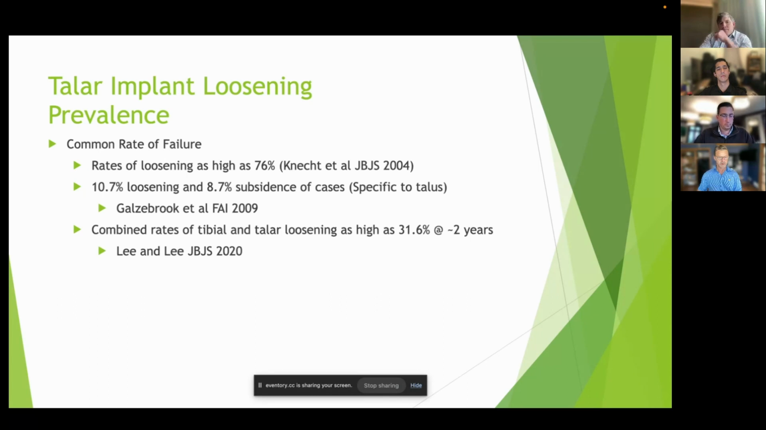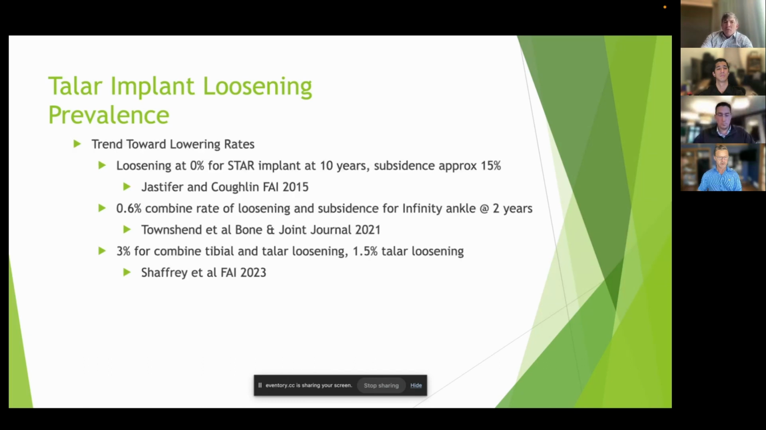And then this third study here is in 2020, but it is an older generation of a capped talus design that we'll go into later. It still shows fairly high and significant rates of combined tibial and talar loosening, about even in this study. Moving forward, these rates do start to trend down significantly. Even in the mid to late teens, we start to see this loosening of the STAR implant. This was reported as 0%, and I think we'll highlight later that there are some challenges in seeing early loosening with these capped talar implant designs, but still seeing a fairly high subsidence rate.